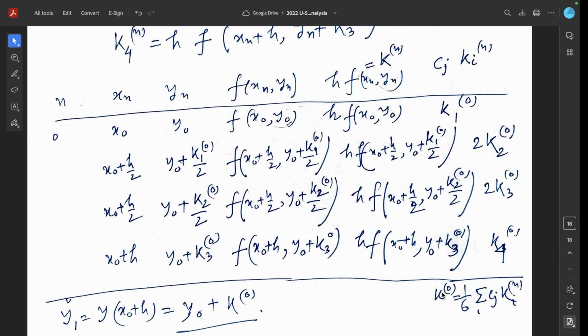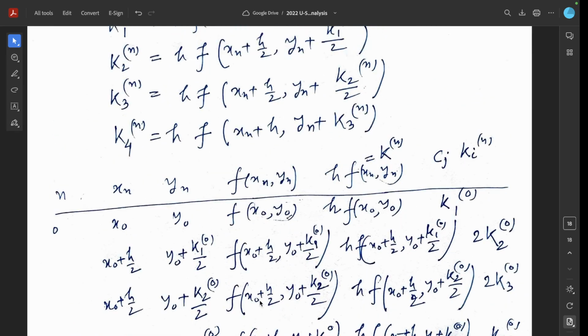And k0 is the sum of this column, 1 by 6 times the summation of cj ki. Actually, cj here means C1 is 1, C2 is 2, C3 is 2, and C4 is 1. This is Cj into Ki1, and y1 equal to y0 plus k0. K0 means 1 by 6 of the summation of this column, and so on.